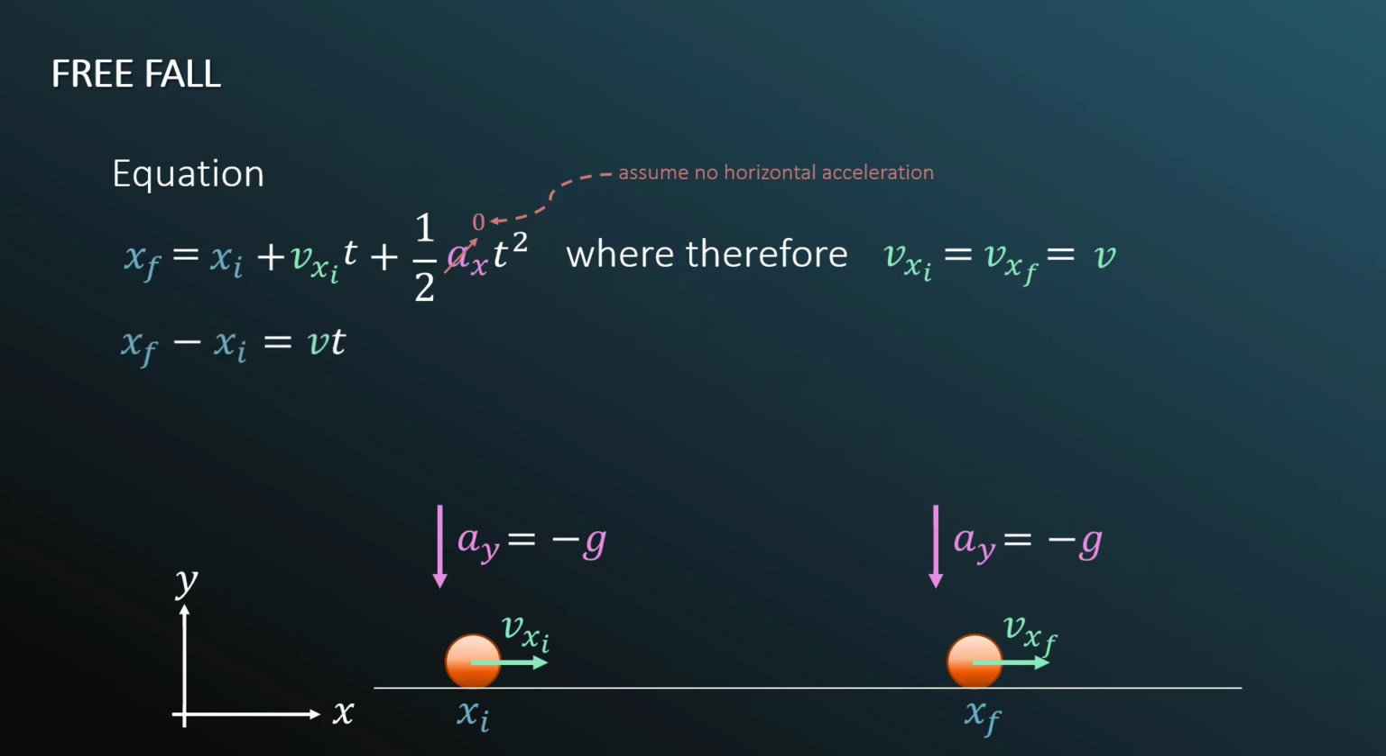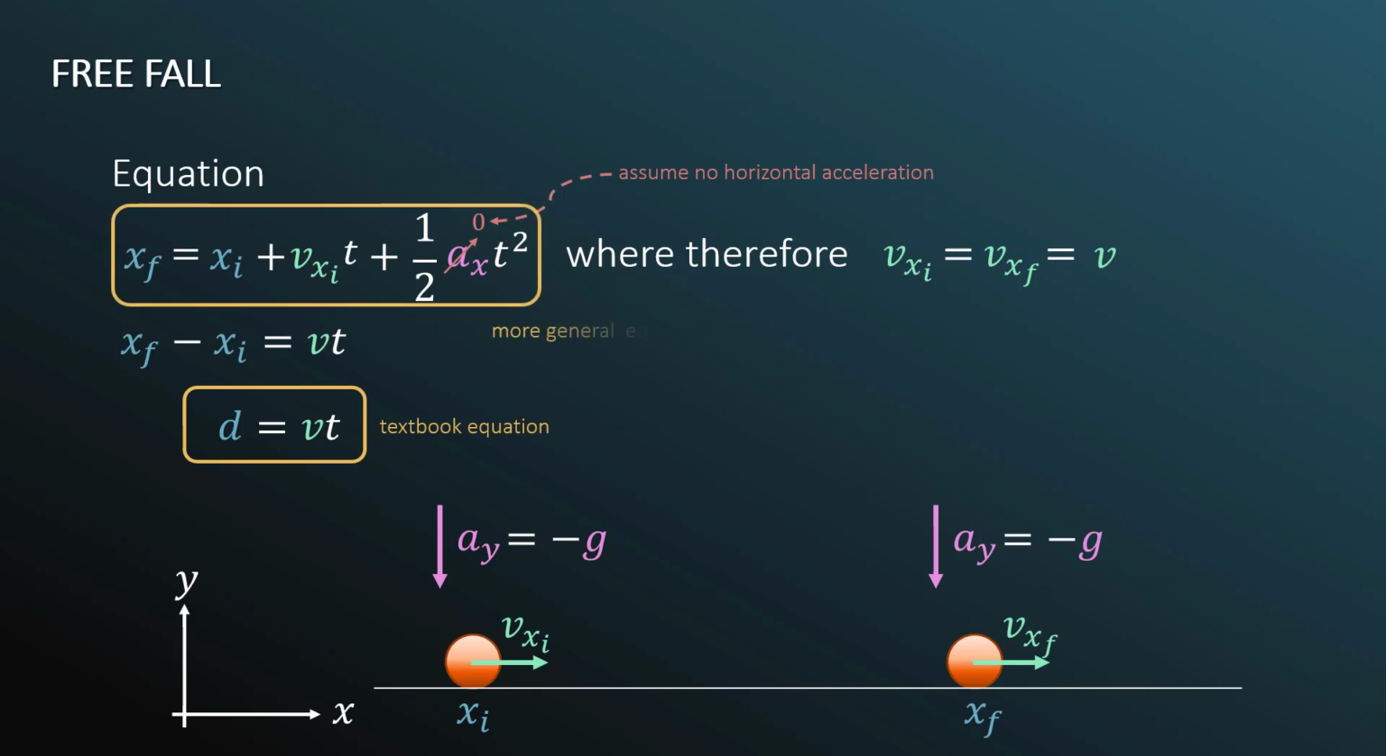So we rewrite this, we subtract xi from both sides, and we know that the change in the x position is the same as writing the distance. So the distance traveled equals v times t, and this is the textbook equation, whereas the other equation up here is the more general equation.